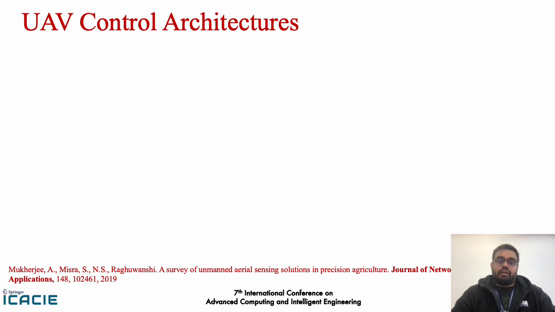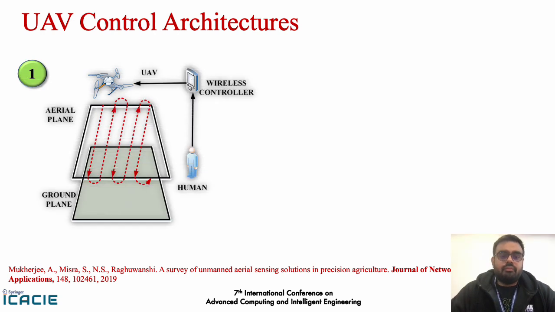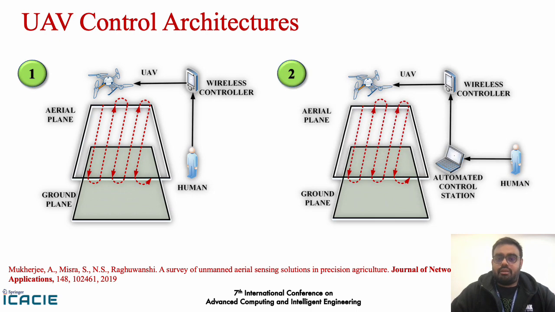Now from a control-based perspective, we have the following UAV control architectures. A human can control the UAV wirelessly, so the human is directly responsible for the UAV's flight. In another configuration, you can have a human in the loop, but the UAV is mostly automated, like the control is mostly pre-fed into the UAV controller. In case of an emergency, the human can take control of the UAV flight.